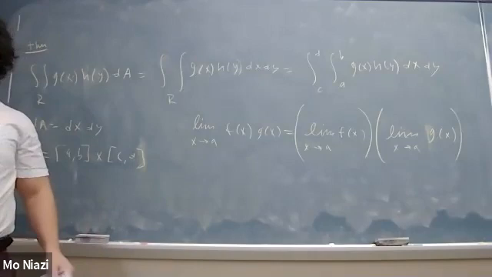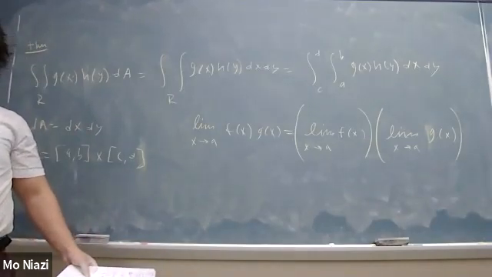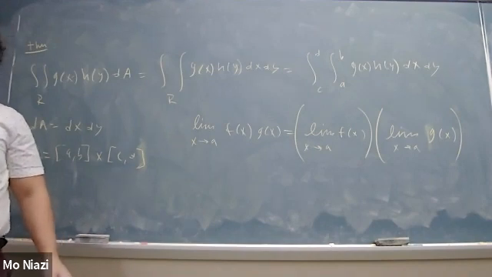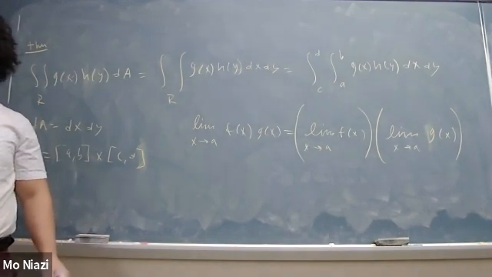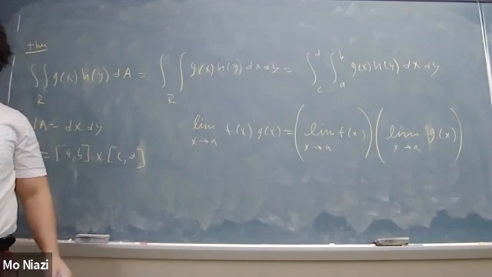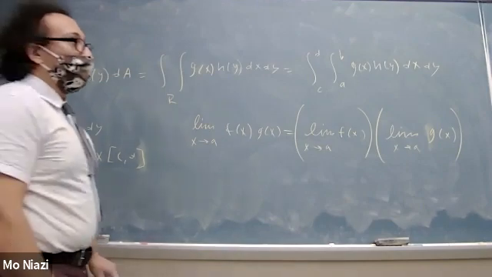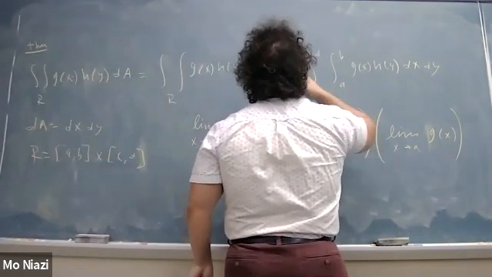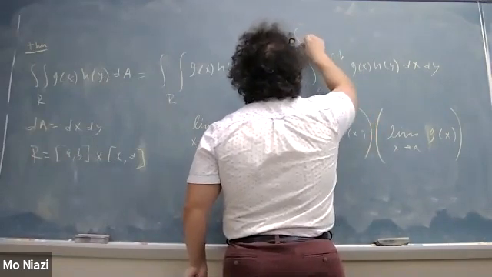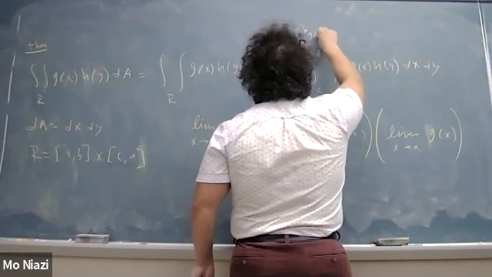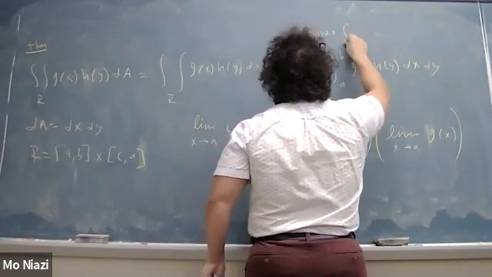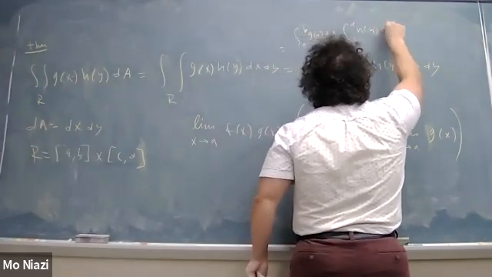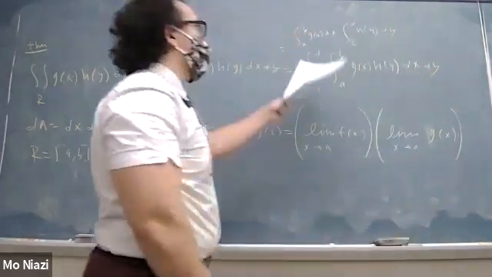Yeah. Well, the integral is a fancy limit. It's a limit of a sum, and limits travel across sums as well. The limit of a sum is the sum of the limits. So, because of that fact, this can break down to the integral from a to b of g of x dx times the integral from c to d of h of y dy. That's the theorem.